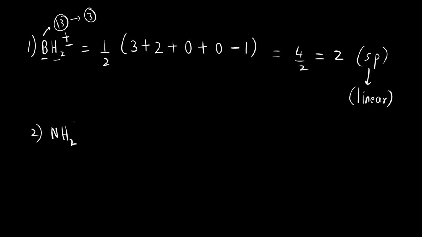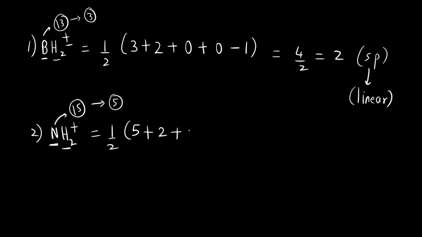Okay, similarly, we have to find out for the other one, that is NH2 plus. Okay, now nitrogen belongs to which group? Group 15. So how many valence electrons? 5. So half into, again here central atom is, nitrogen is less in number, hydrogen is more. So nitrogen is the central atom. Nitrogen has how many valence electrons? 5.